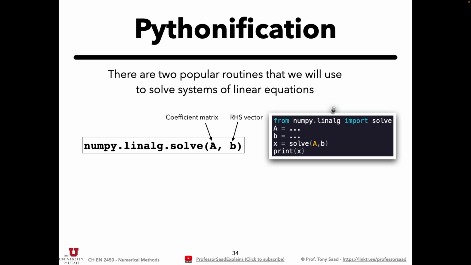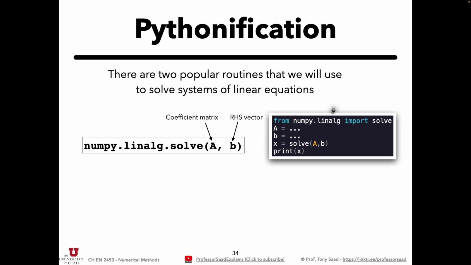Before I show you how we build the matrices, suppose you import from numpy.linalg, you can just directly import solve. And suppose we know how to build the matrix A and the vector b. You say x, my solution, is equal to solve(A, b). It takes the coefficient matrix and the right-hand side and gives you the solution, and you print out the solution or do something with it.